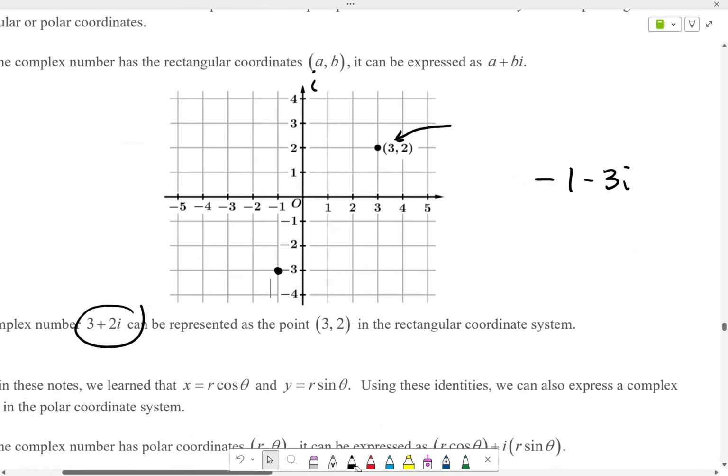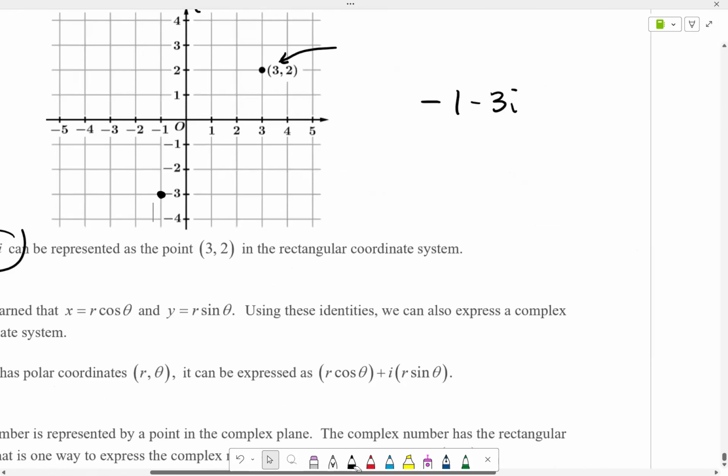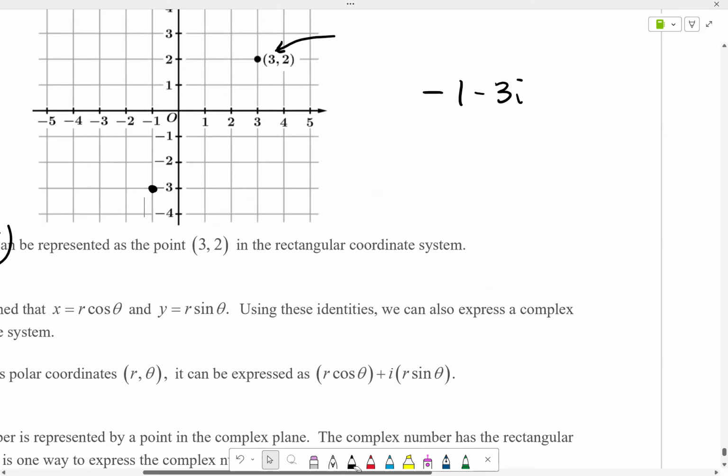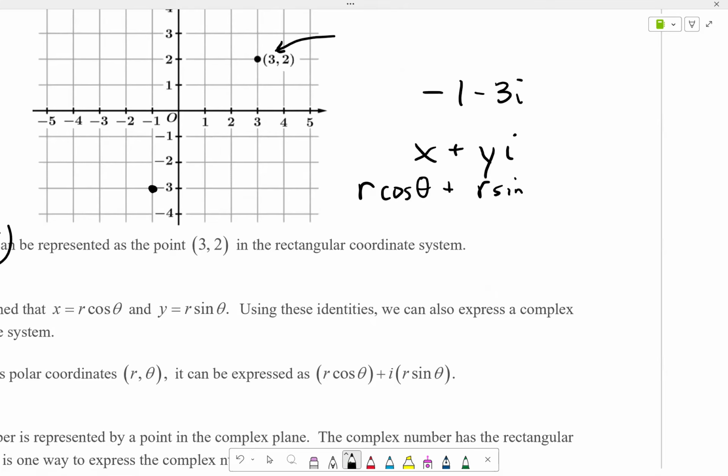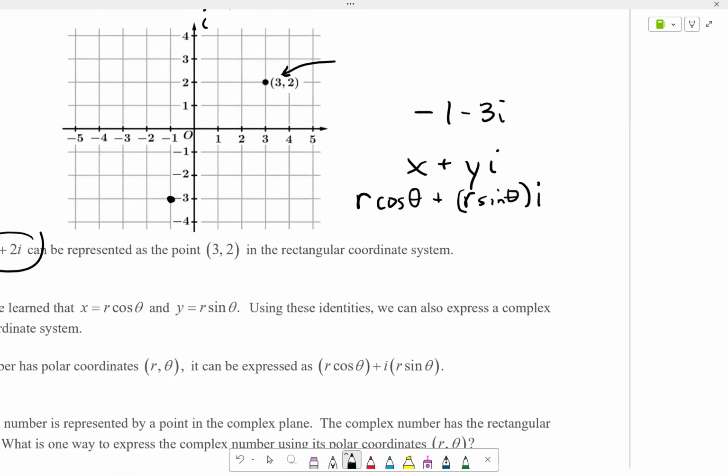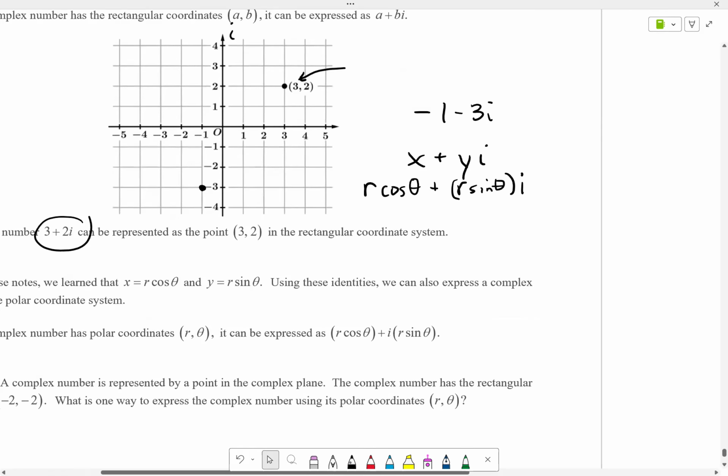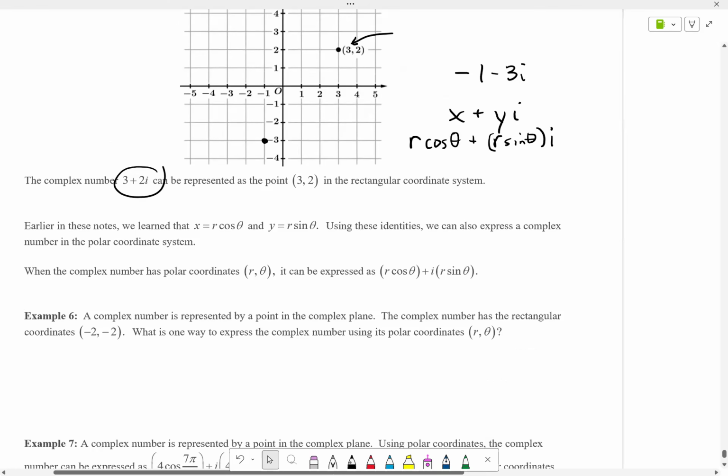That's nicely said. So there is a rectangular form, but this could also be written in polar form. So if you think about this as x plus yi, then I'm going to bring in exactly what we talked about before, that x is equal to r cosine theta, and y is equal to r sine theta. That would just be the polar form, in which case we need to find r and theta from x and y. And so there's a rectangular form and there's a polar form.